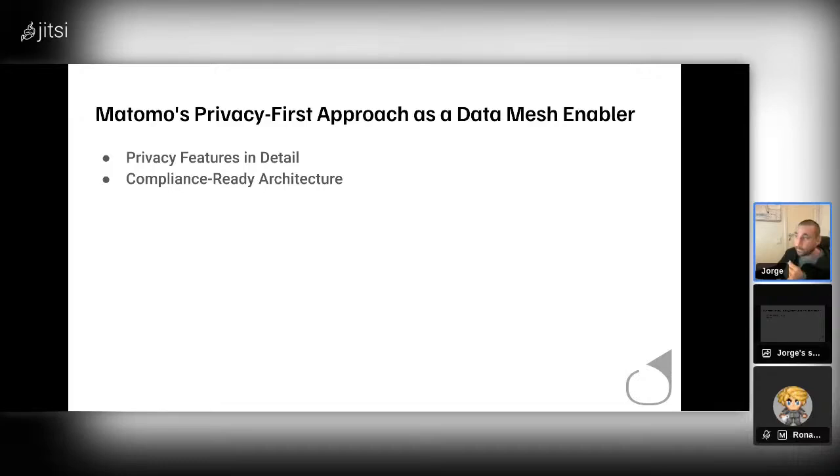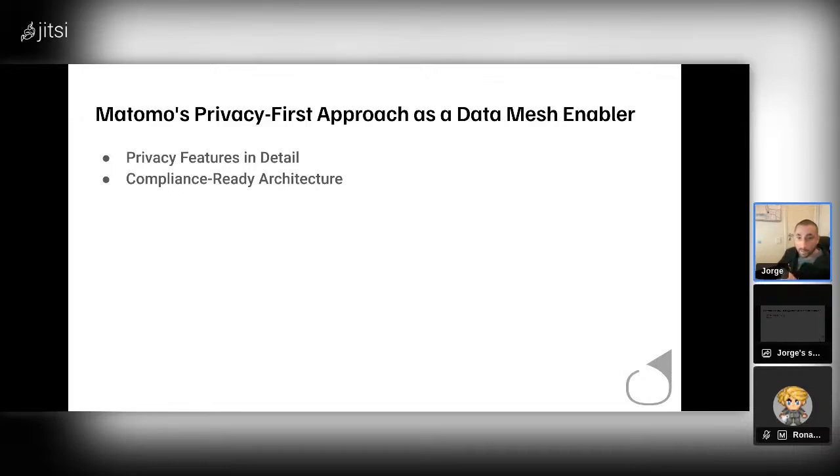In decentralized environments like data mesh, regulatory compliance can be challenging, especially with regional variations in privacy laws. Matomo's architecture is fully GDPR compliant by design, and it provides tools to manage data privacy across all domains consistently. And because Matomo can be hosted on-prem, each team maintains control over where and how data is stored, an essential factor in GDPR and other regulations.